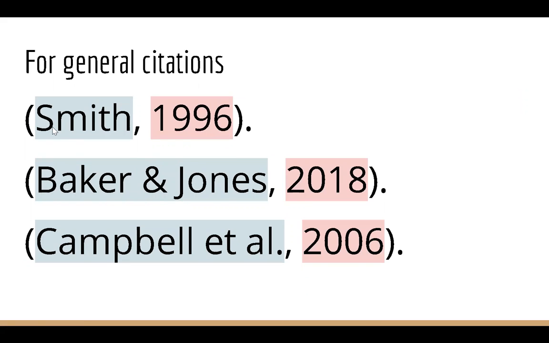With one author, you have one author's last name, a comma, and then the year. For two authors, you have two authors' last names connected with an ampersand and then a year. And for three or more authors, you'll have the first author's last name followed by et al., a period, a comma, and then the year.